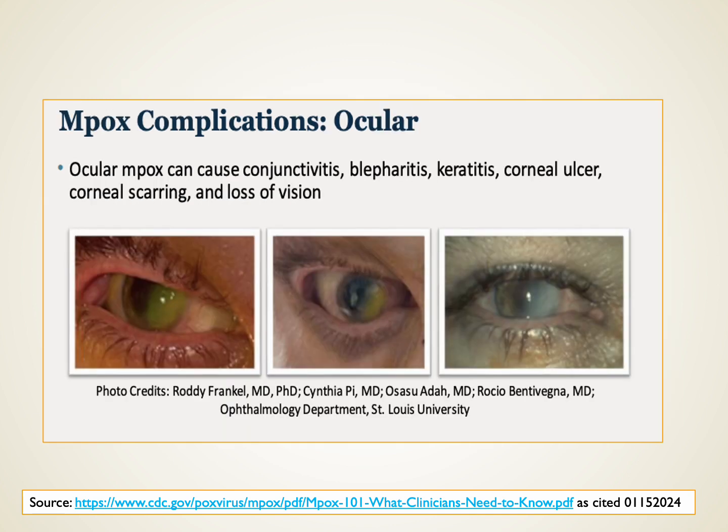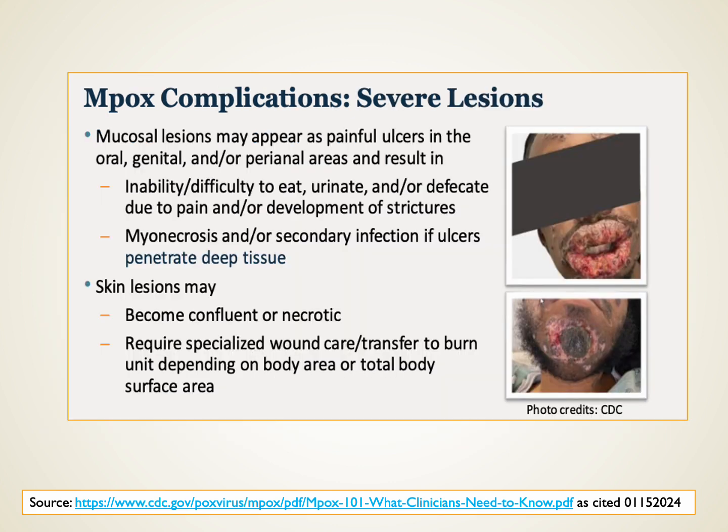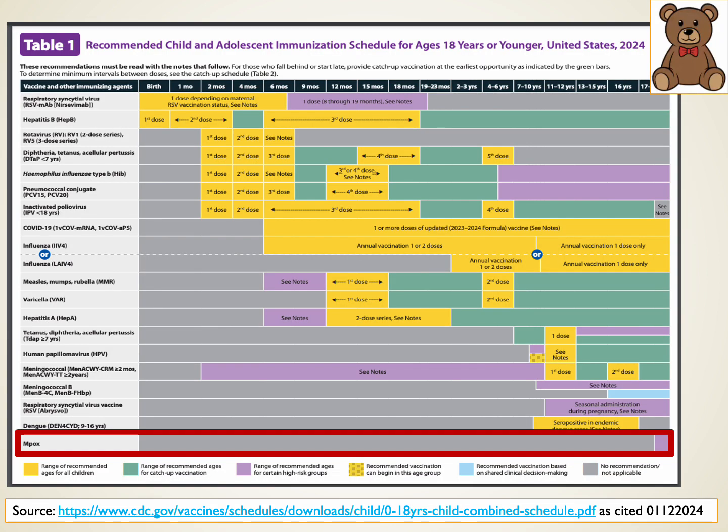There is an ocular complication associated with it. And severe lesions can occur in lots of places, causing lots of distress for people. The vaccination is really listed for people 18 and over, so it does briefly come into the pediatric table because that goes for ages 18 and younger, and this is for 18 and over.